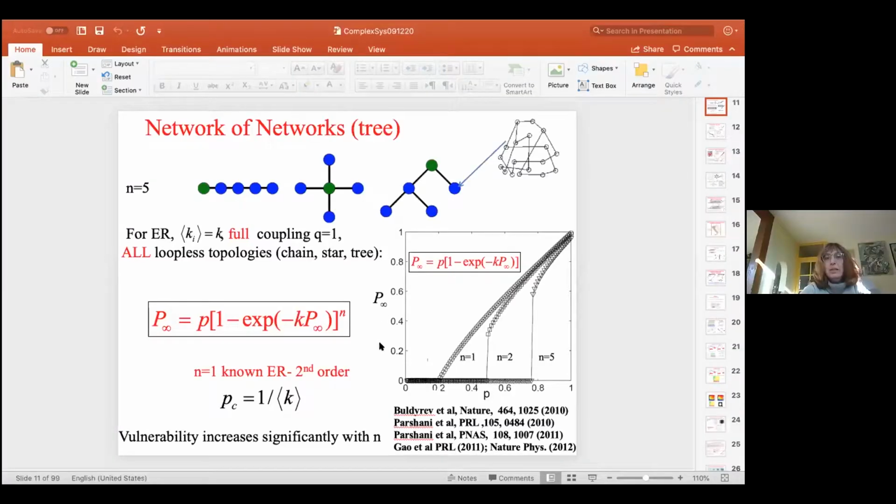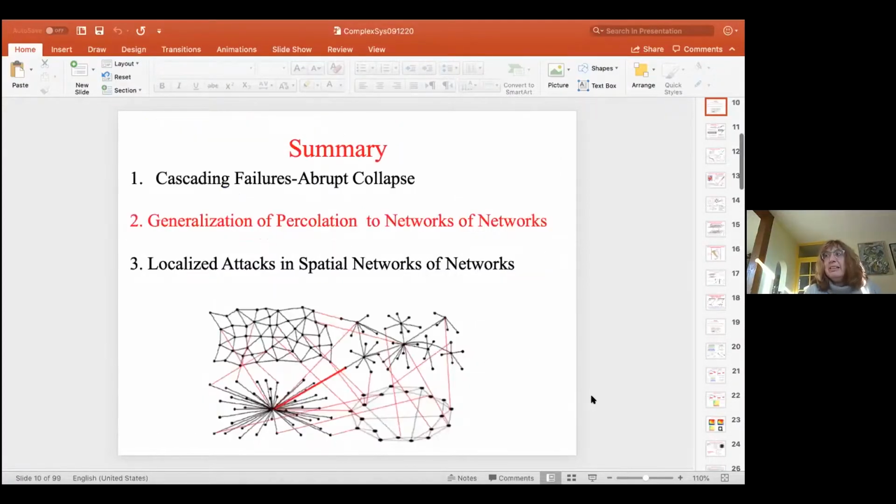Hello? Yes. I wrote the question in the chat, but I don't know if you can see it. When it is about having many layers and by reinforcing some of the nodes, you can avoid the huge cascades, as you explained. Does it depend on which nodes you are going to reinforce?